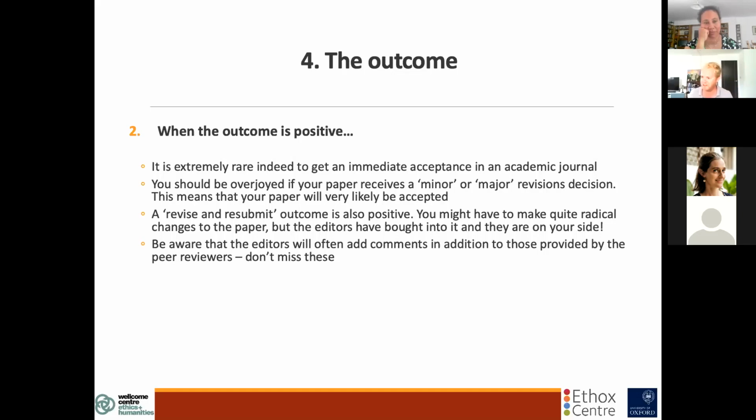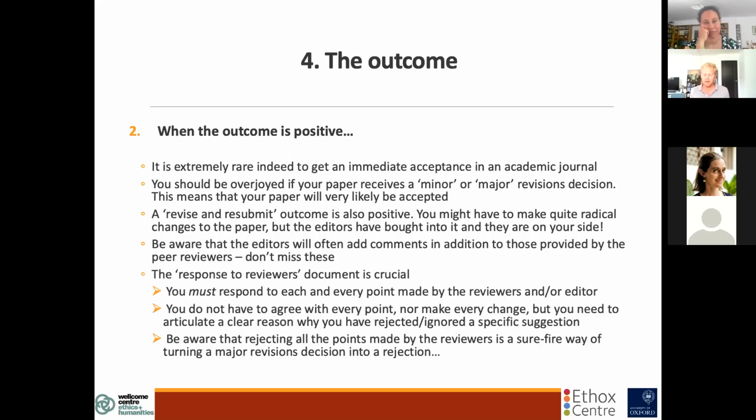When you come to resubmit, major or minor or revise and resubmit, the response to reviewers document is critical. You must respond to every single point made by the reviewers and the editor in turn, and I would lay them out in that way. Point, response, point, response, point, response.